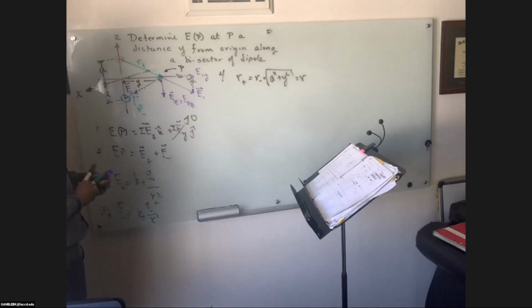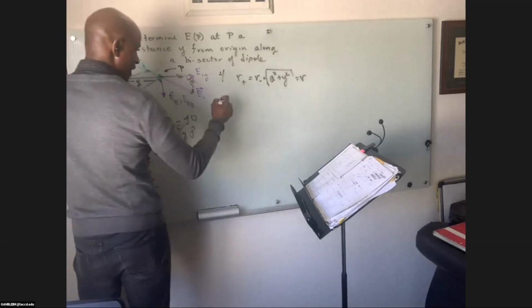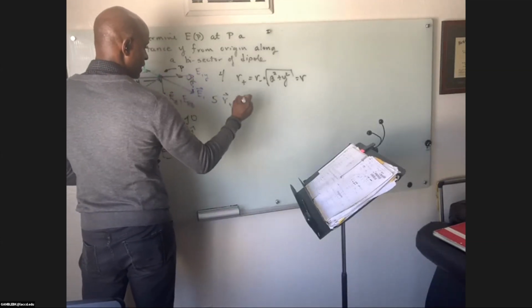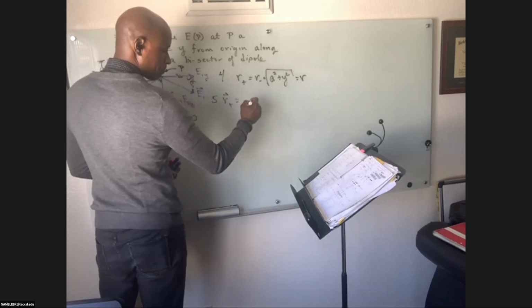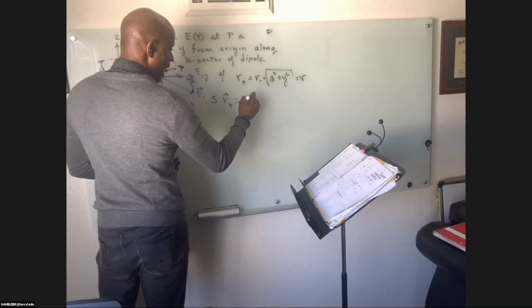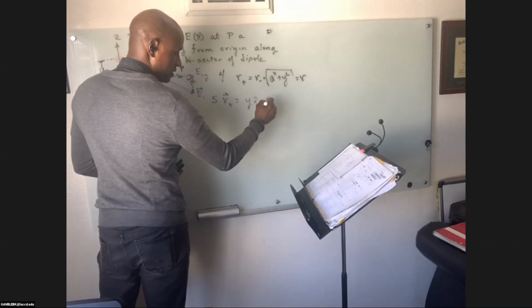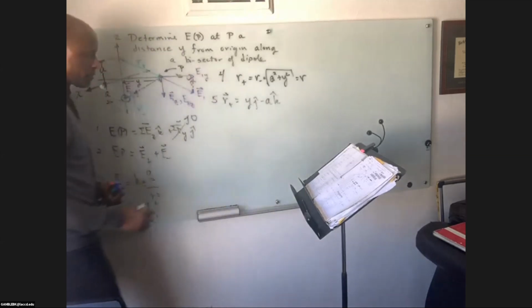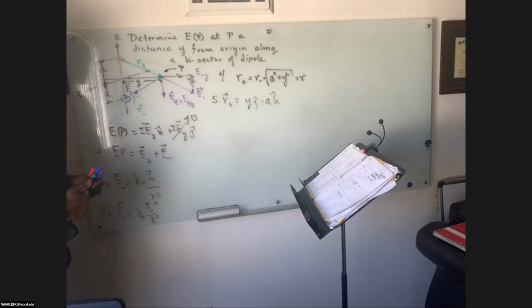So in terms of a vector, this is the magnitude, but the r plus vector is equal to y j hat minus a k hat. We talked about that last semester, when we defined two-dimensional vectors.